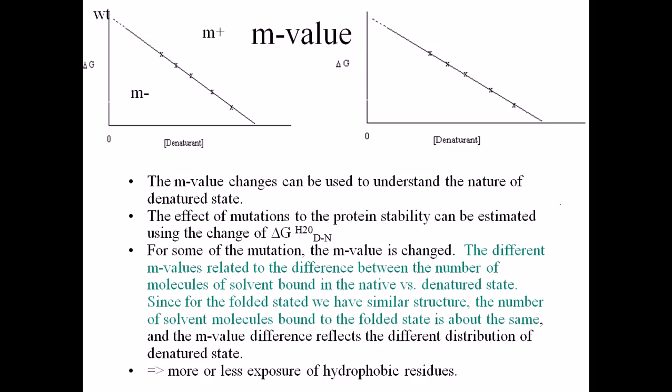Now if we think about the M value, there is another very important assumption in this case. What is the M value actually? The M value is the change which can be used to understand the nature of the denatured state. That means the different M value relates to the difference between the number of solvent molecules bound in the native versus the denatured state. Since the folded states have a similar structure, the number of solvent molecules bound to the folded state is about the same.